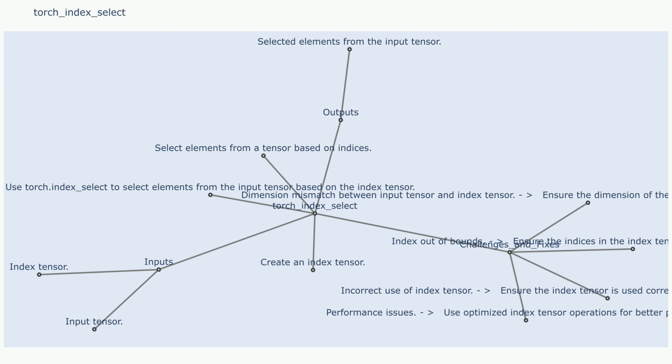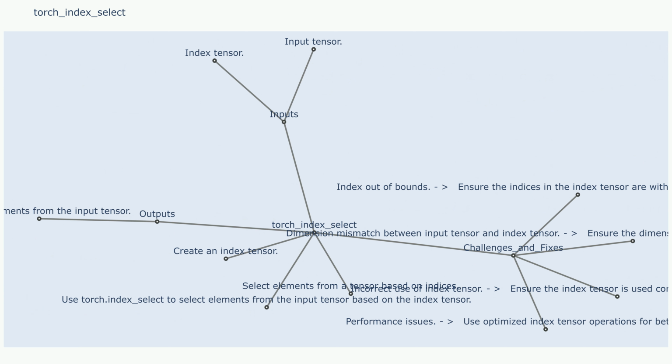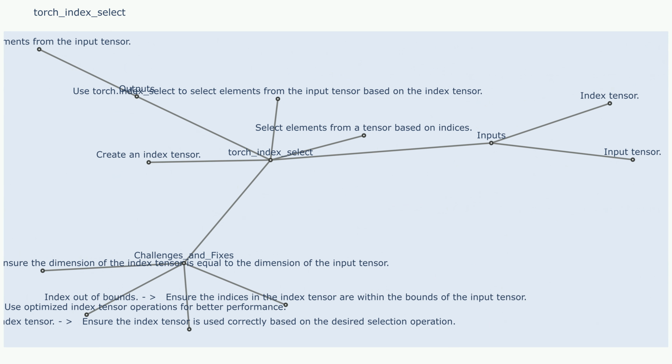Outputs. Output 1: output. This is the selected tensor containing the elements corresponding to the indices specified in the index tensor. The output tensor has the same shape as the input tensor, except for the dim dimension, which has the same size as the index tensor.